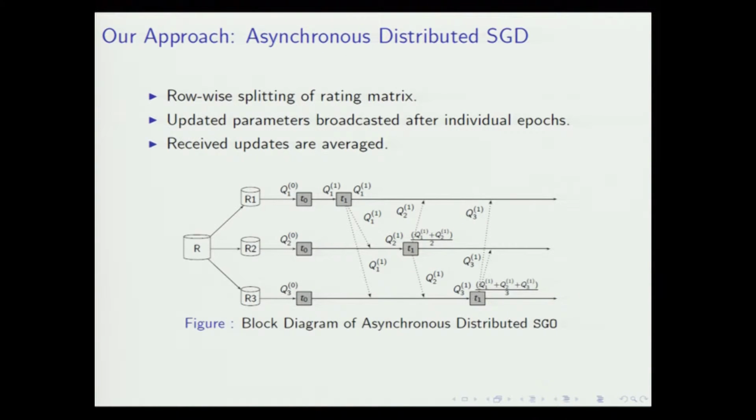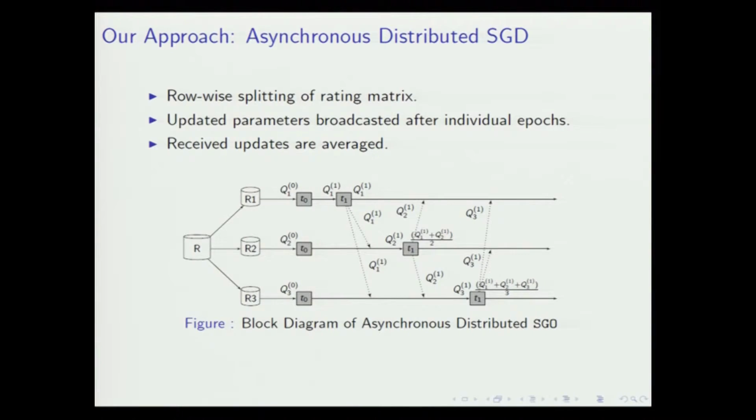So what we propose is an asynchronous way of doing that, and here we propose to do the row-wise splitting and dispatch the rating data to different machines. Whenever one machine finishes its iteration, it broadcasts its updated parameters to the other machines, and it begins another iteration immediately. And whenever another machine starts a new iteration, before doing that, it checks for received updates. If it has received some updates, it will average those updates with its local update, and then it will start its next iteration.